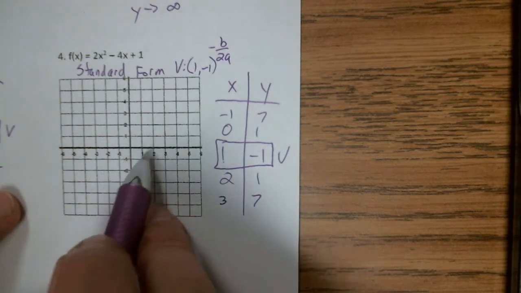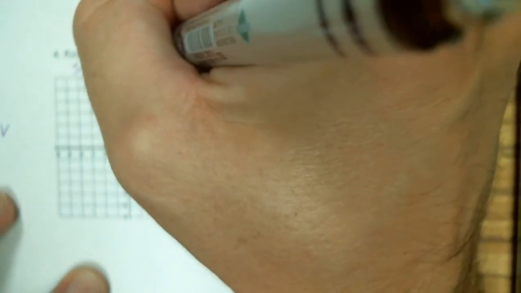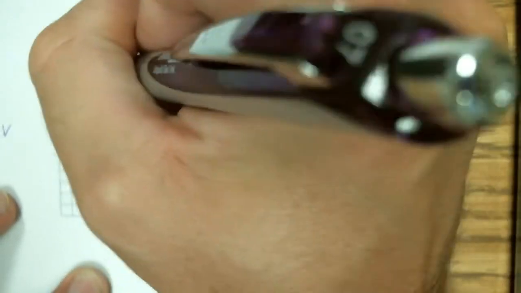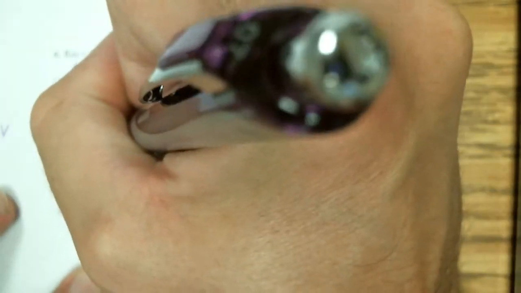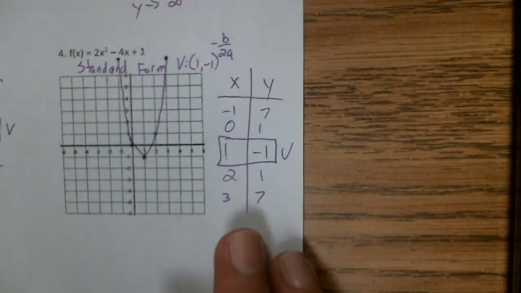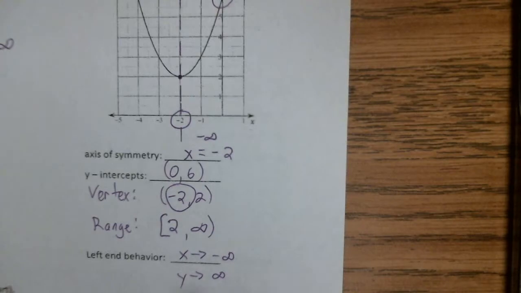So let's graph. We've got 1, -1. There's my vertex. We've got 2, 1. 3, 7 is actually off the chart a little bit, but that's okay. It's up here somewhere. 0, 1, and -1, 7 is also off the graph. That's no problem. And let's connect the dots. And we have graphed it. Okay, very good. Let's move on over to the back.